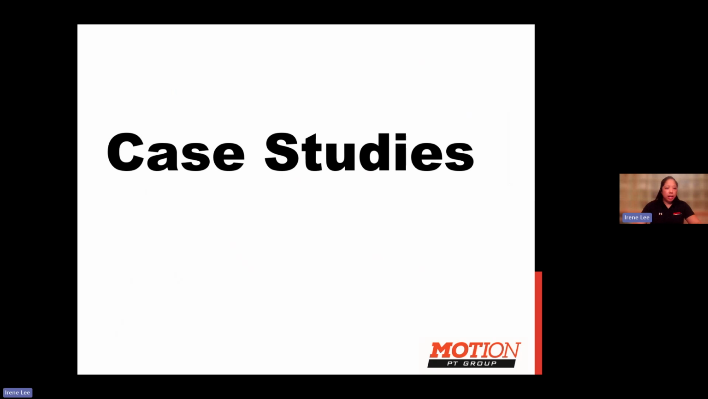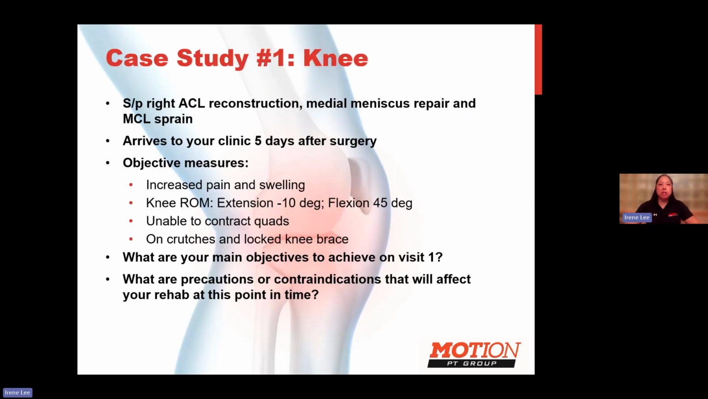So going into a little bit of case studies, and you'll see why I'm doing this. I have 5 of them. The first one is the knee, right? So you have a patient who's a right ACL reconstruction. They also had a medial meniscus repair and MCL sprain. Arrives to you 5 days after surgery.